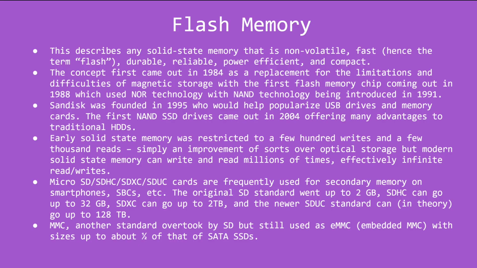And then HC came out that could go up to 32 gigabytes, which they're still made today. But yeah, 32 gigabytes is nothing nowadays. XC goes up to 2 terabytes, and the newest standard, UC, can in theory go all the way up to 120 terabytes, which for the most part outside of data centers, you're not going to see those sizes. But again, in theory, we could be easily looking at terabyte cards being very viable and I won't say cheap, but not expensive.